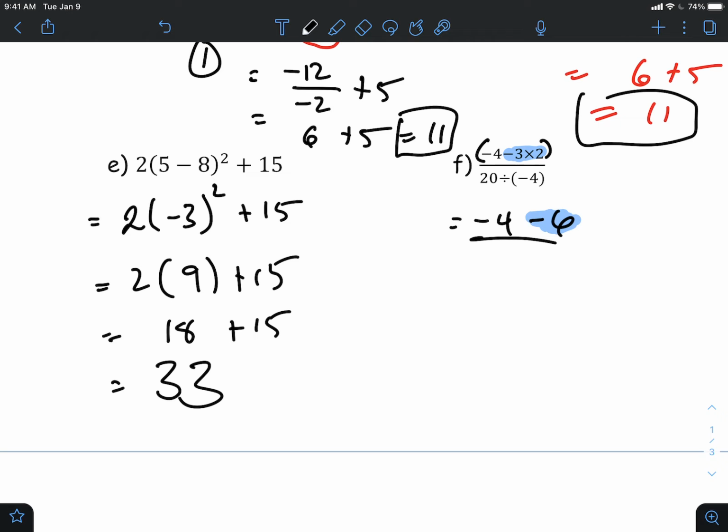Okay, and then 20 divided by -4 should be -5, right? Now we can do the work on the top, right? We get -10 divided by -5. Okay, that should be 2.